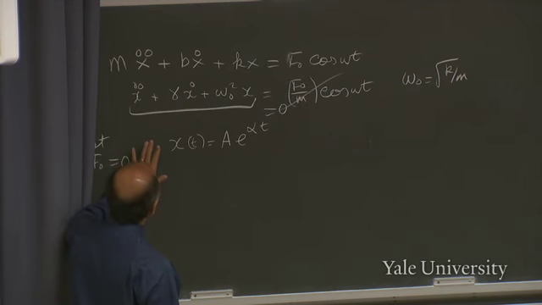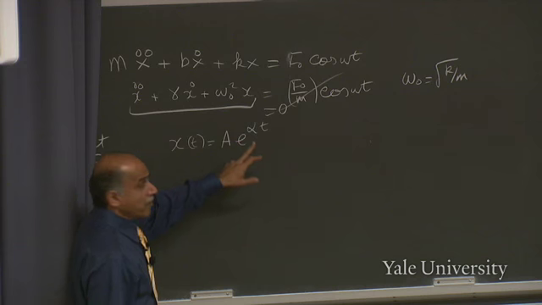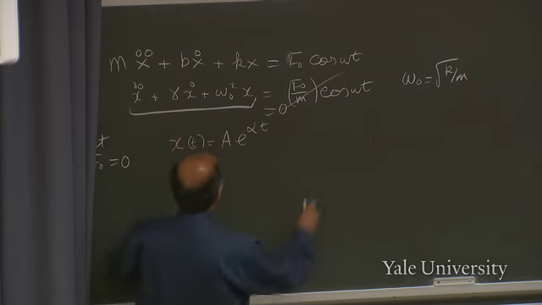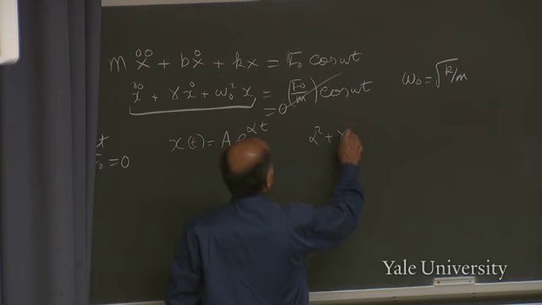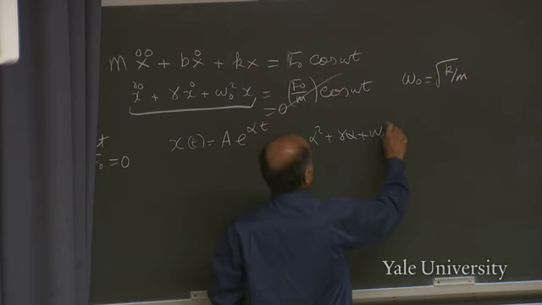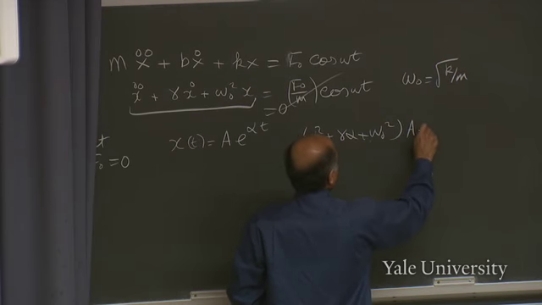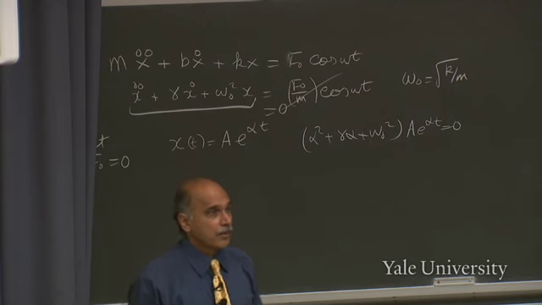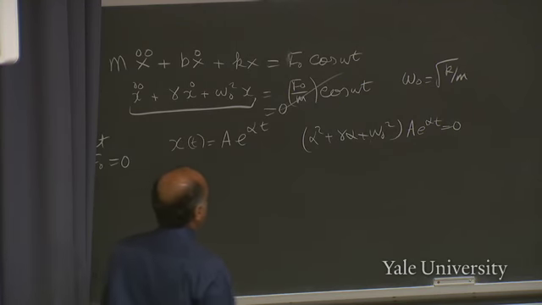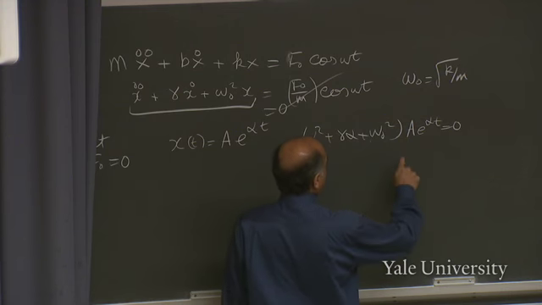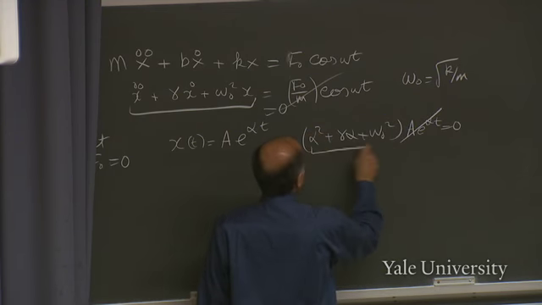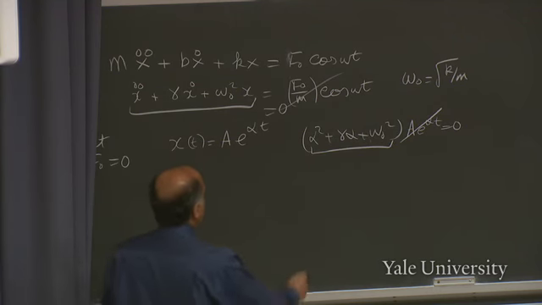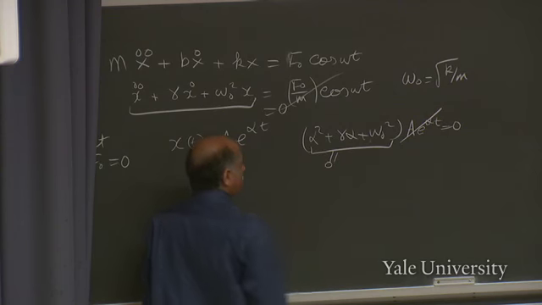The reason it's going to work is that every time you take a derivative of x, you bring down an alpha and still keep e to the alpha t. So when you put that guess into this equation, you're going to get alpha square plus gamma alpha plus omega naught square times a e to the alpha t equal to 0. And if this is going to vanish, it's not because of a and it's not because of e to the alpha t, it's because this guy in brackets is going to vanish. So if that's 0, you all recognize this to be a quadratic equation.